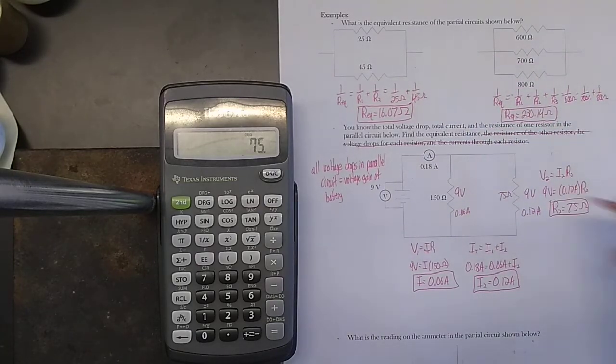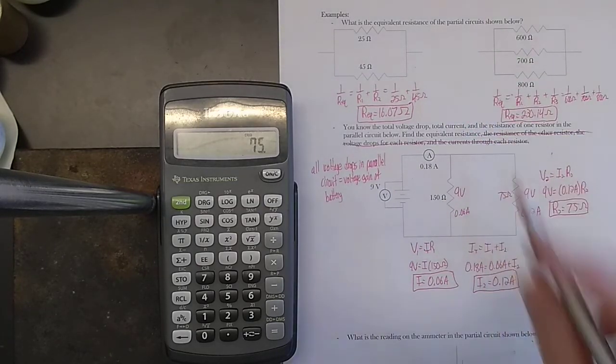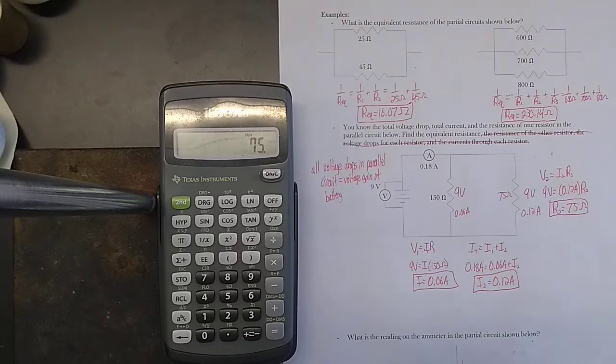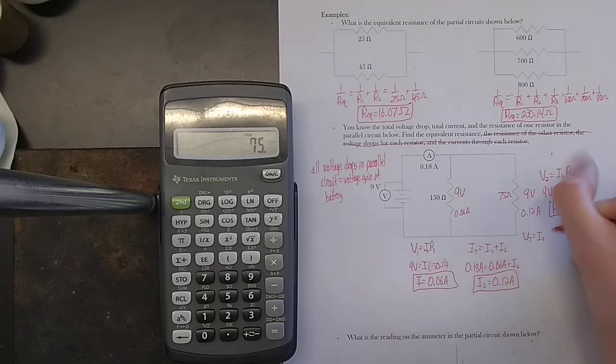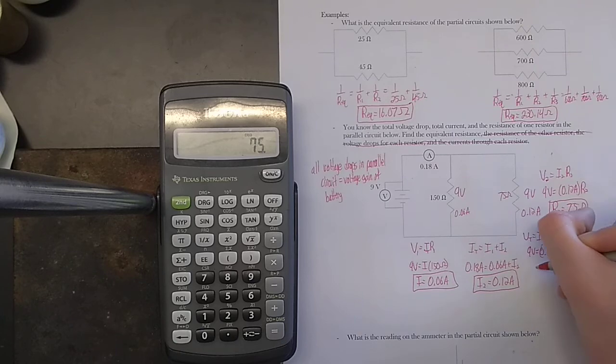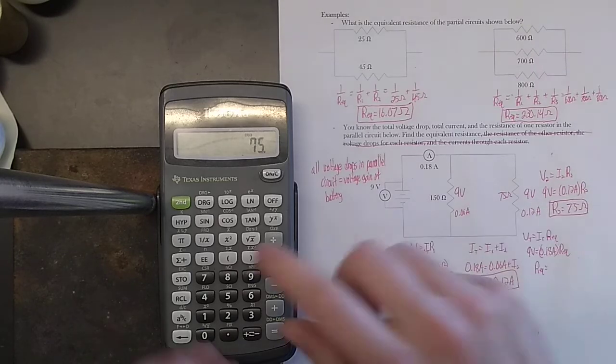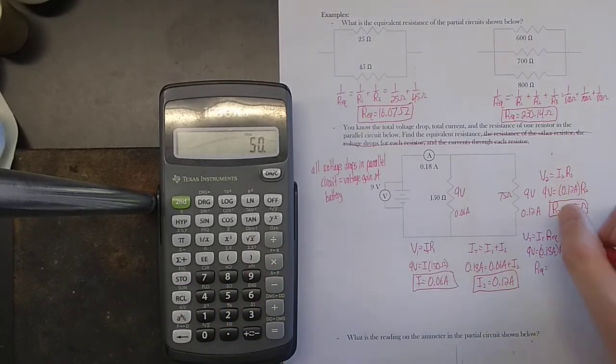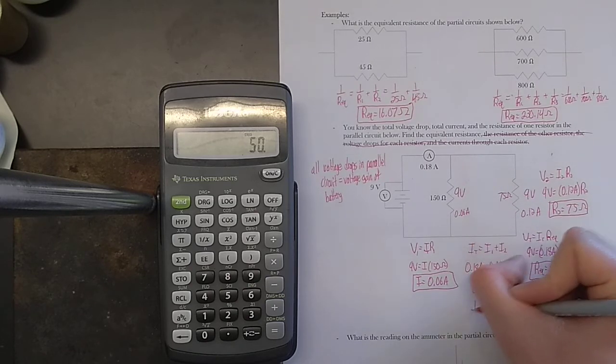And I can double check now that I know almost everything, the equivalent resistance a couple different ways. I could either do the total voltage, the voltage gain of the battery I should say, equals the total current times Req, where I have 9 volts equals, let's see, 0.18 amps times Req. 9 divided by 0.18, Req is 50 ohms. I'm going to double check that by doing this.